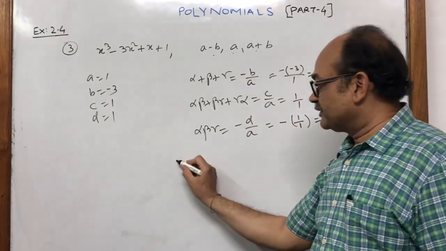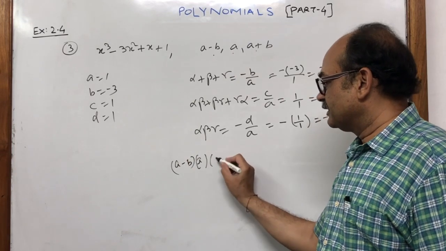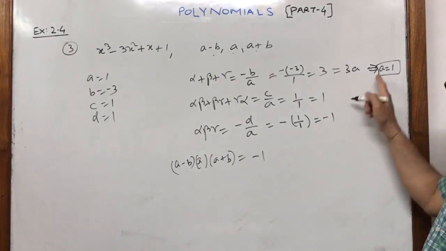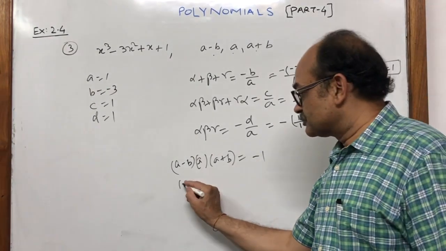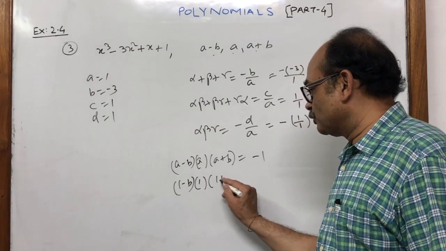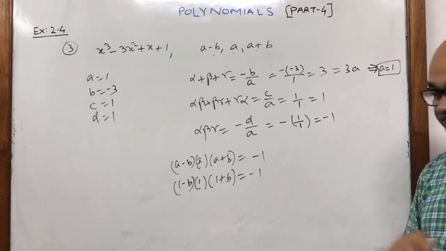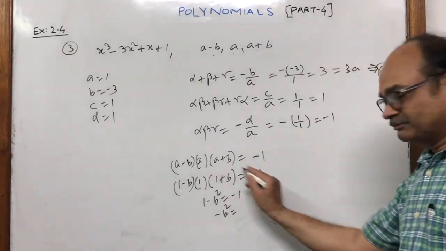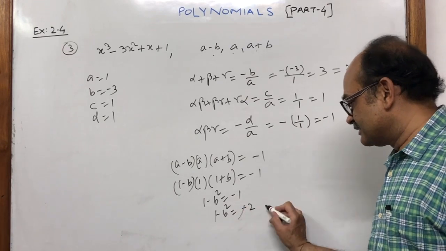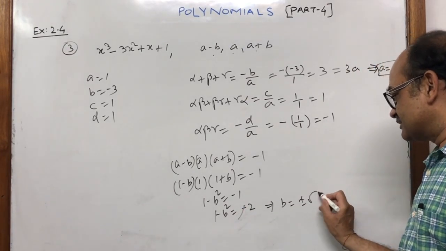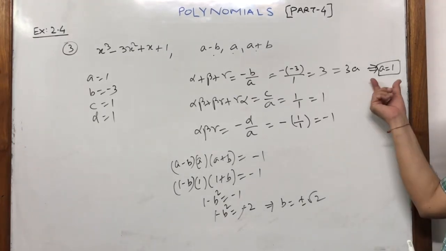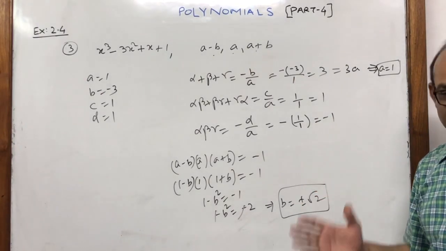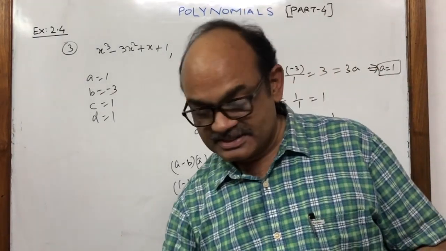Product of these three, a minus b, a and a plus b, we have to compare with minus 1. Now a is already with us, that is 1. So 1 minus b into 1 into 1 plus b equals minus 1. Simple formula: 1 minus b square is minus 1, minus b square equals minus 2. Hence b equals plus minus root 2. So a equals 1 and b equals plus minus root 2 is the answer. Correct? One more question.